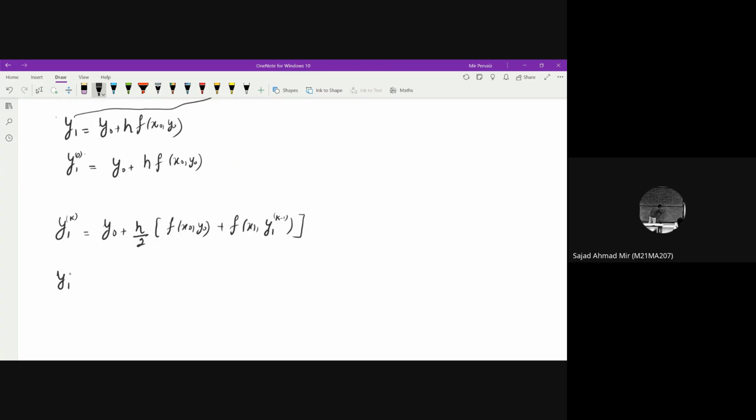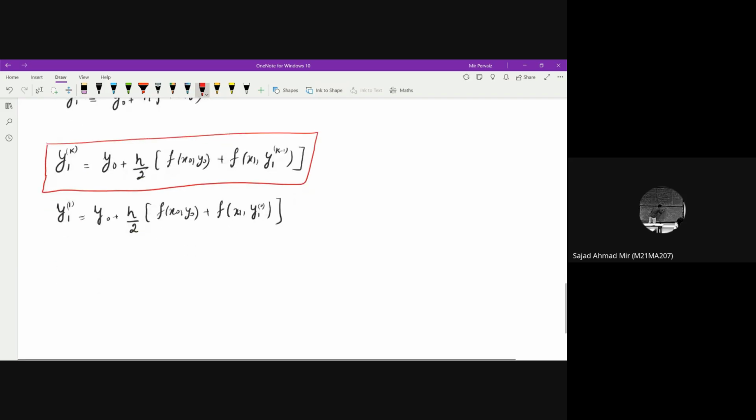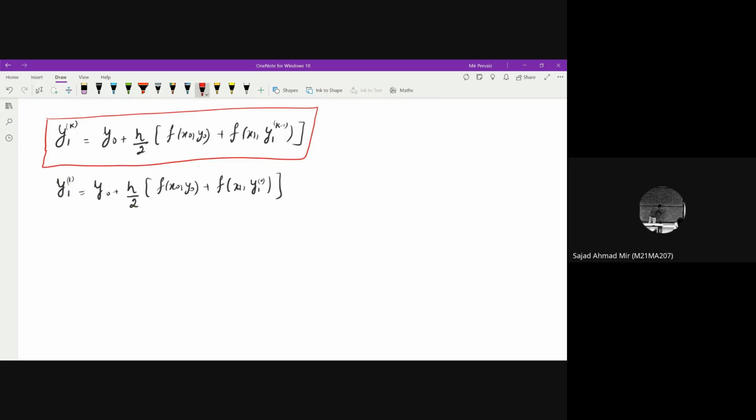You have the first approximation of y1 as y0 plus h by 2 f of x0 plus f of x1 comma y1 zeroth approximation, which comes from the Euler's method. This is your general scheme for using the modified Euler's method. So the concept is it's using the knowledge of 2 points to reach new points. It's using the slope at 2 points.